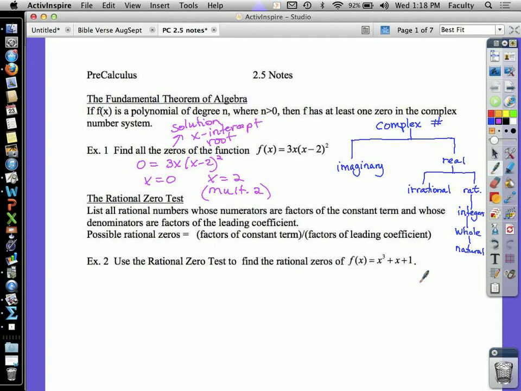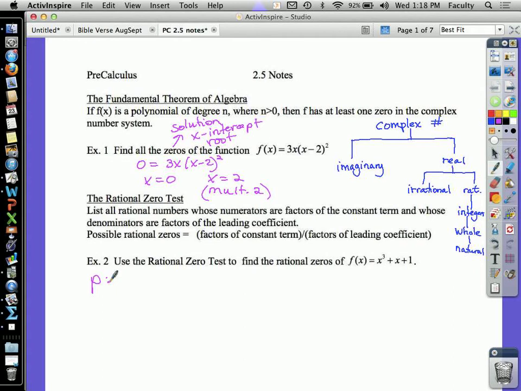And here's what it says. If you let p be the factors of the constant, and q are the factors of the leading coefficient, then you just take p divided by q. So here's what we're going to do, and we're going to do lots of these. I have an extra worksheet we're going to do.